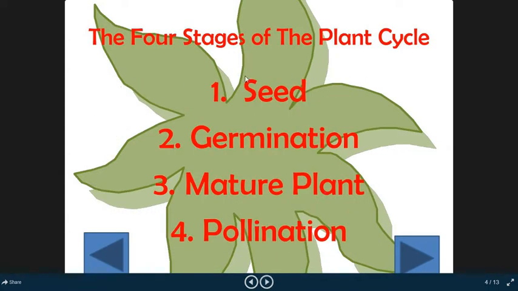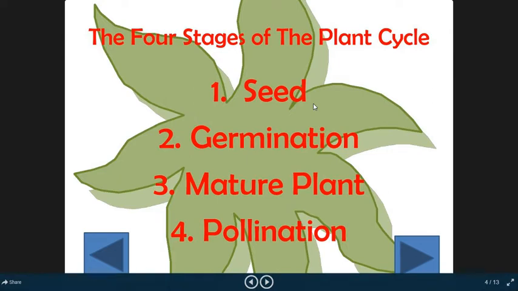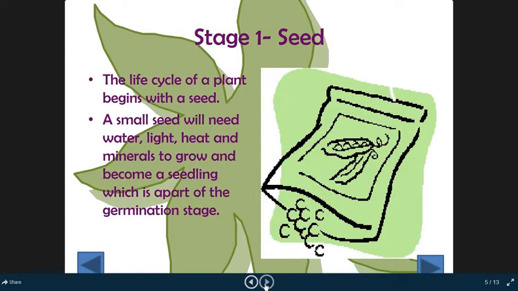There are 4 stages of the plant cycle. The first one, we have seed. Number 2, we have germination. Number 3, mature plant. And number 4, pollination.